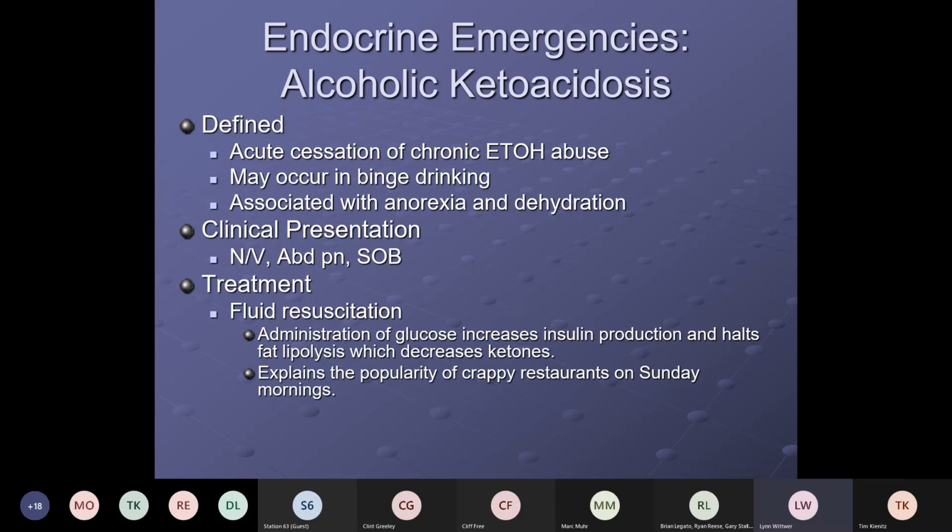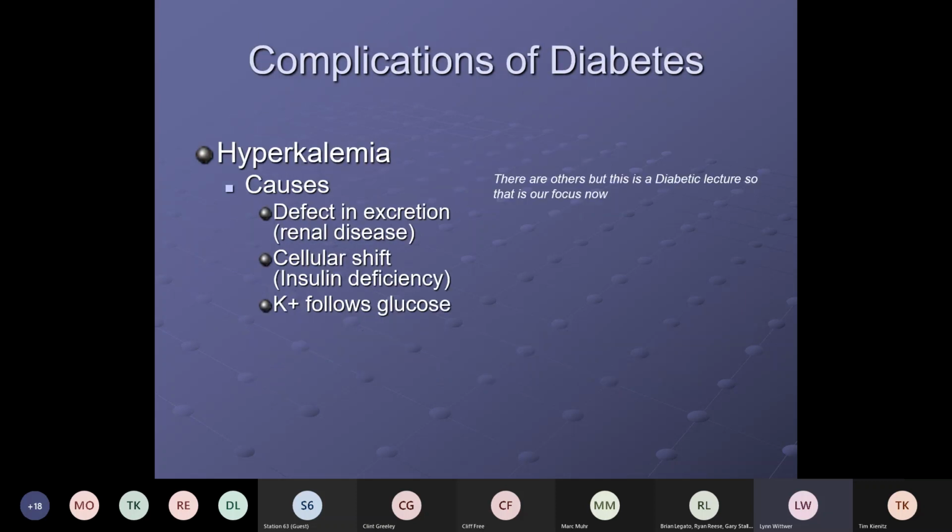Treatment is fluid resuscitation and actually the administration of glucose, because that increases insulin production, and the insulin stops the fat utilization by utilizing the glucose. Now, Mark throws this in. He always likes this. It probably explains why people who have severe hangovers like to eat high carbohydrate loaded things, because it does help to reduce that ketosis.